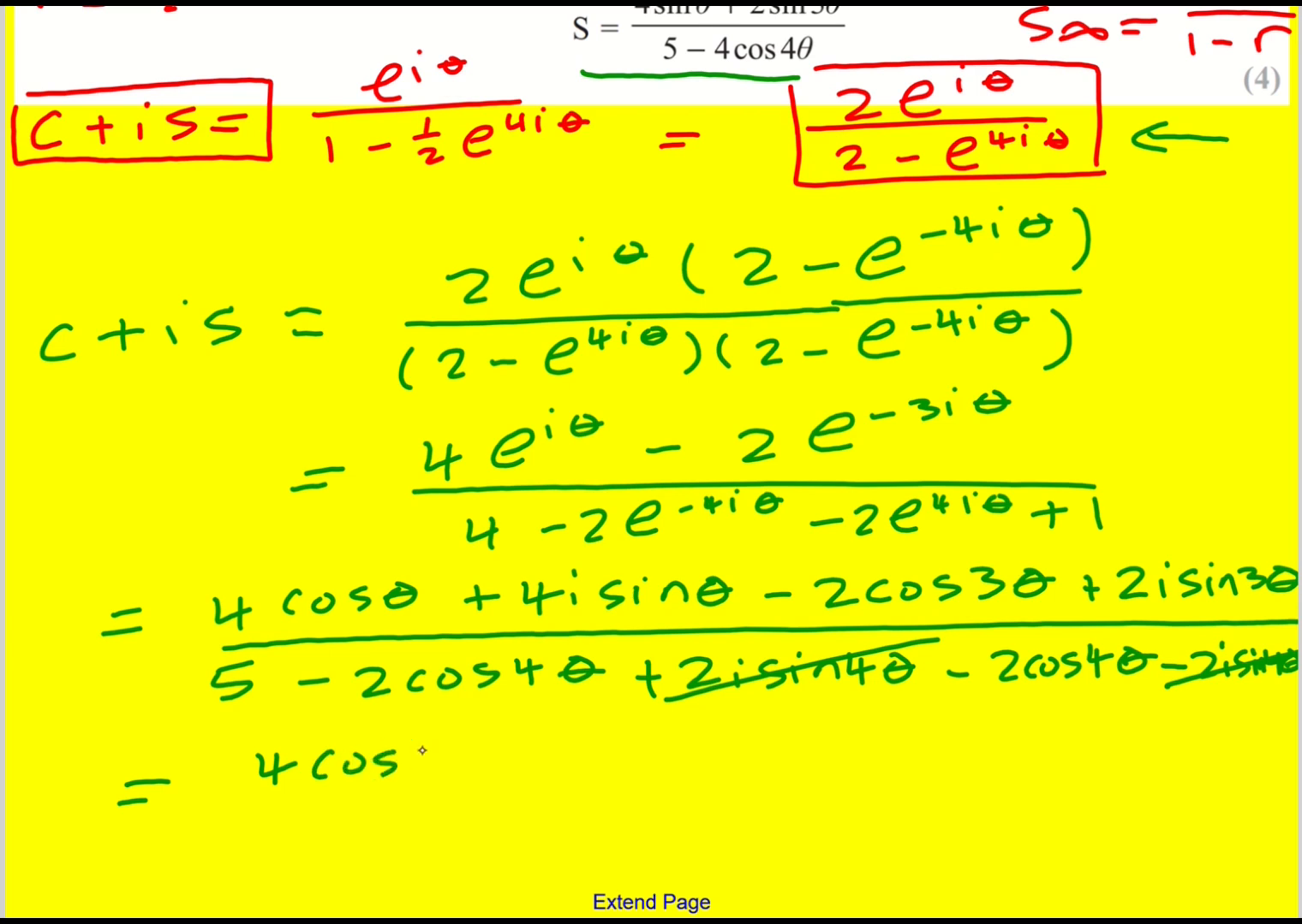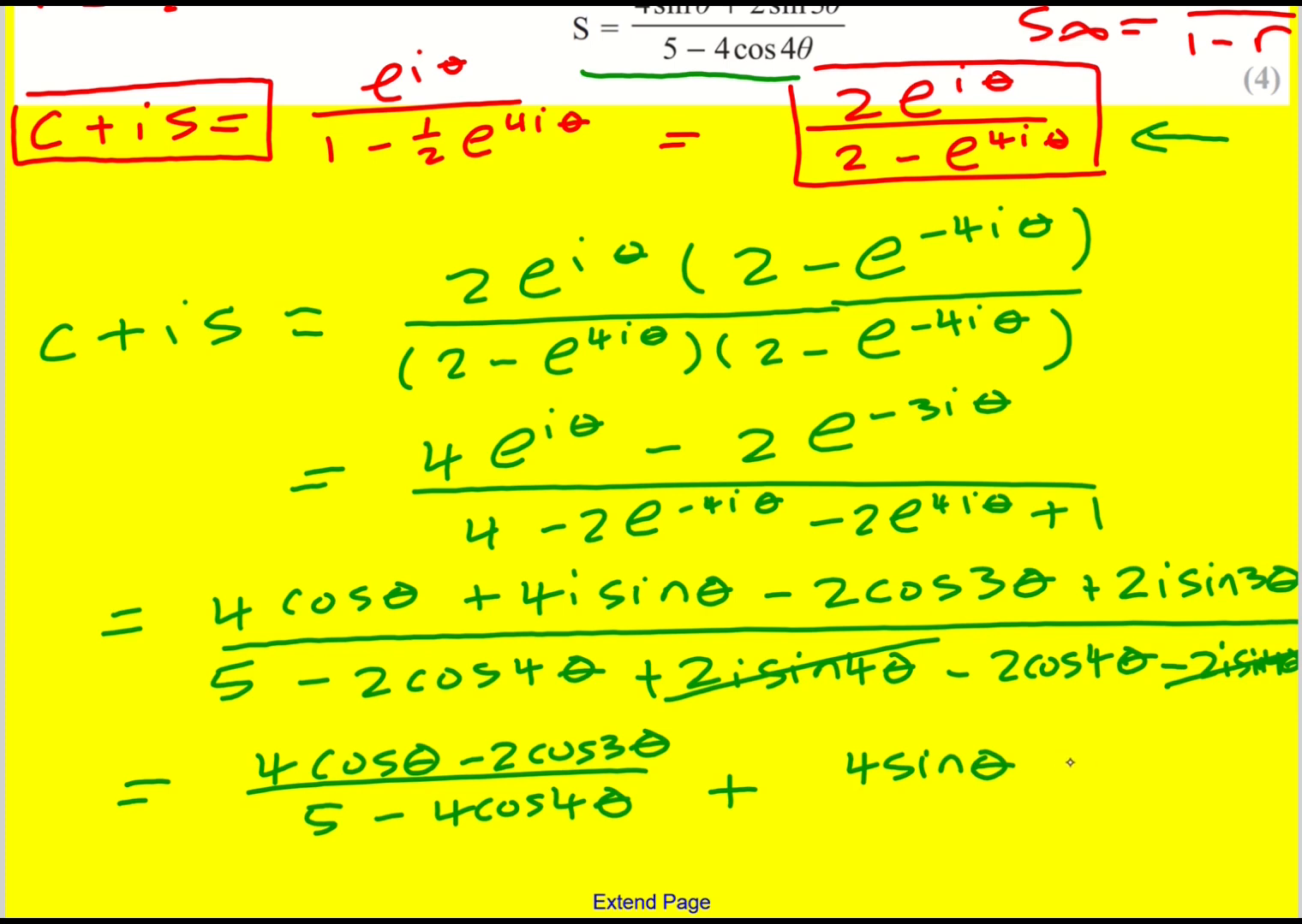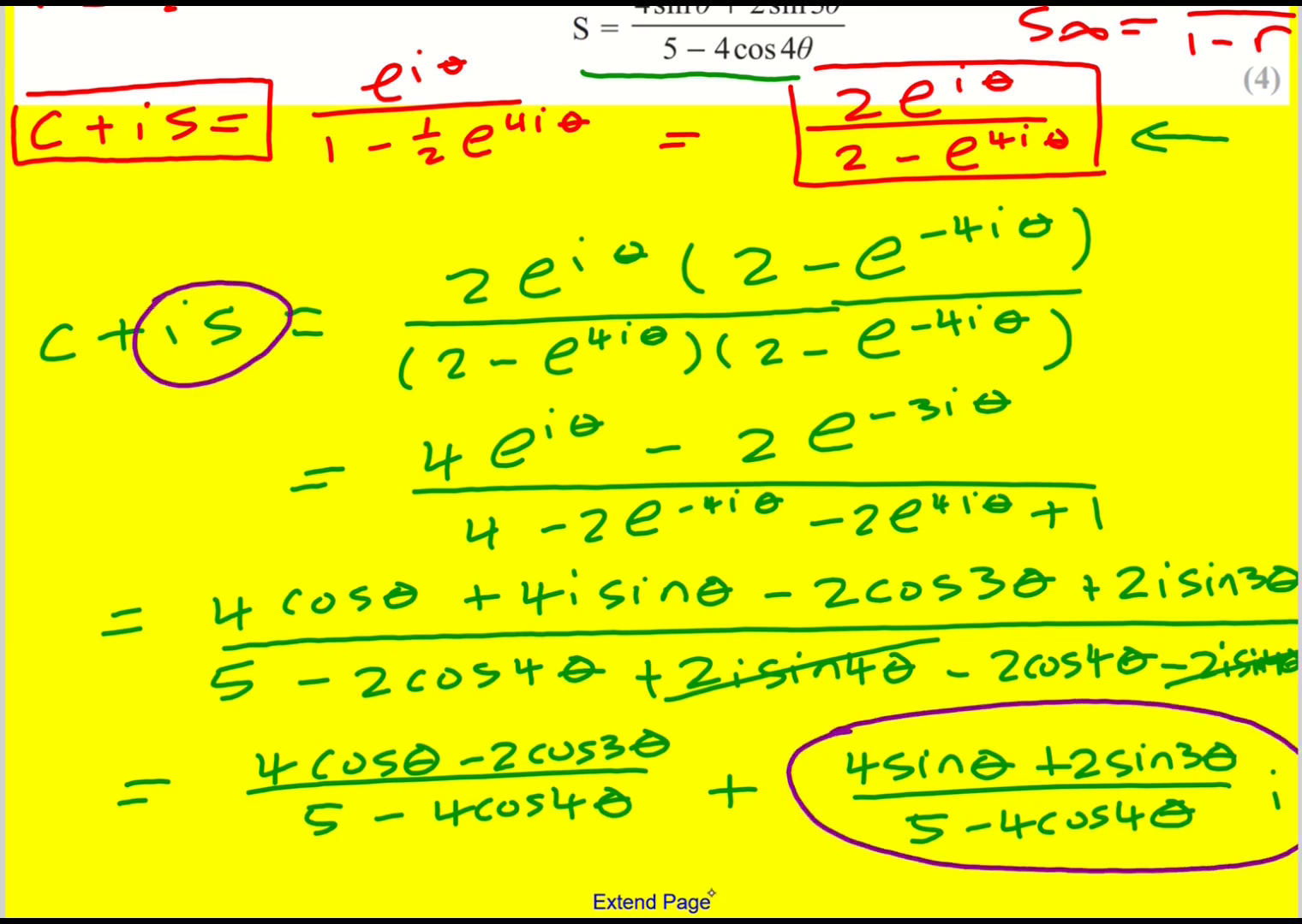We're going to get 4 cos theta minus 2 cos 3 theta over 5 minus 4 cos 4 theta, plus 4 sine theta plus 2 sine 3 theta over 5 minus 4 cos 4 theta, just factorizing out an i. And then what we can do is equate the imaginary parts, and we're there.